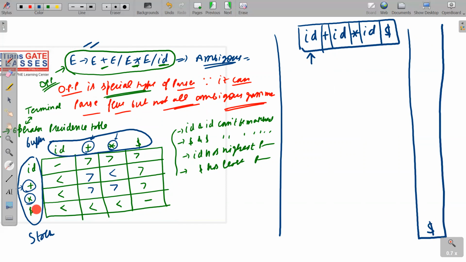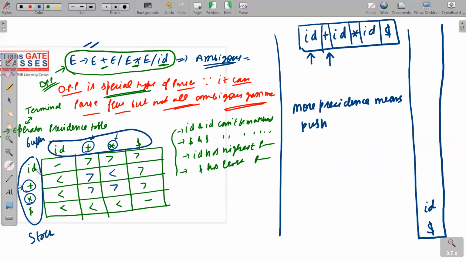ID is having more precedence than dollar. More precedence means push. It's just like your data structure and algorithm. You have studied prefix, postfix conversion and evaluating postfix expressions. It is just like that only. So more precedence means push. I will push ID onto the stack, and whenever something is pushed, look ahead will move to the next symbol.